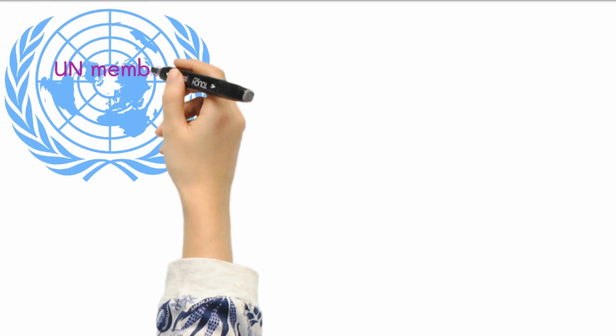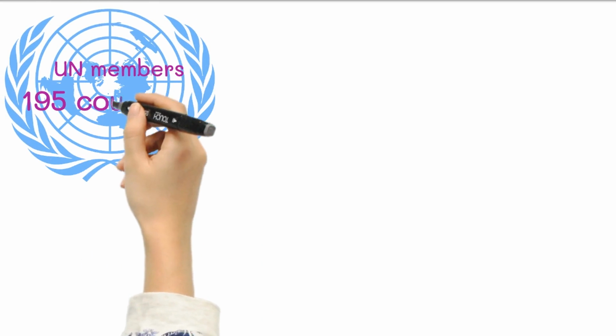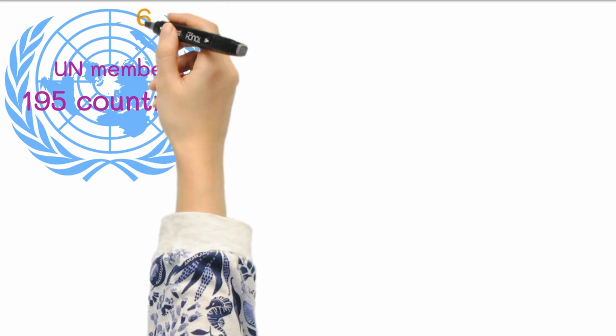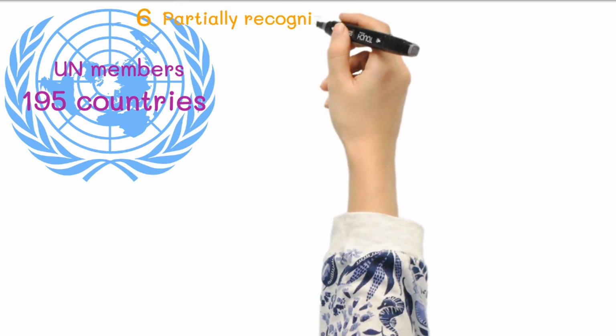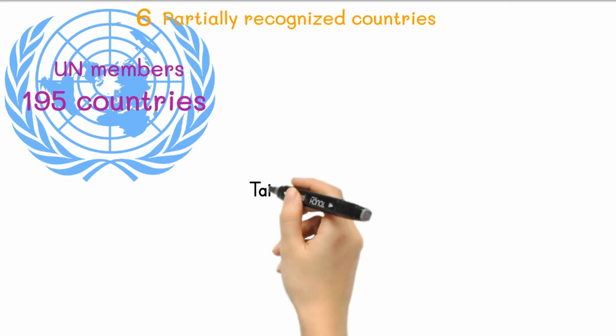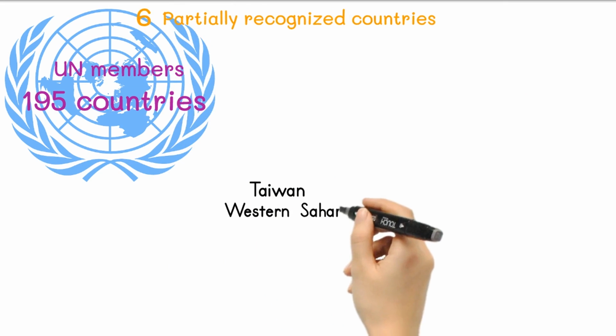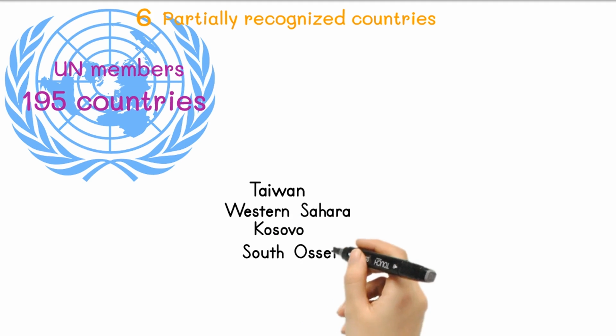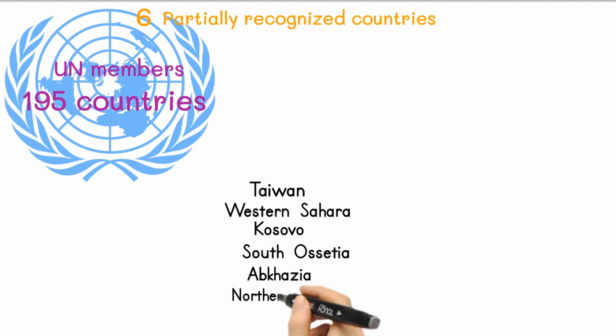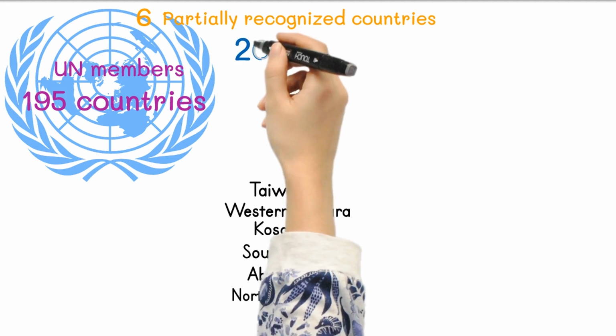So, if it is the countries recognized by the UN that we are talking about, then there are just 195 countries. But if we consider countries partially recognized by United Nations member states, like Taiwan, Western Sahara, Kosovo, South Ossetia, Abkhazia, and Northern Cyprus, then the number reaches 201.